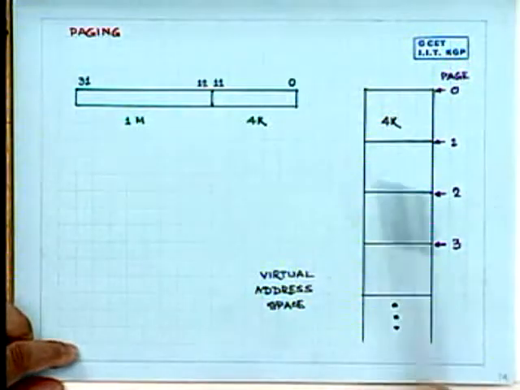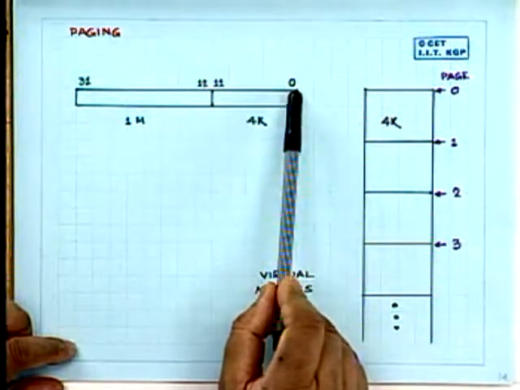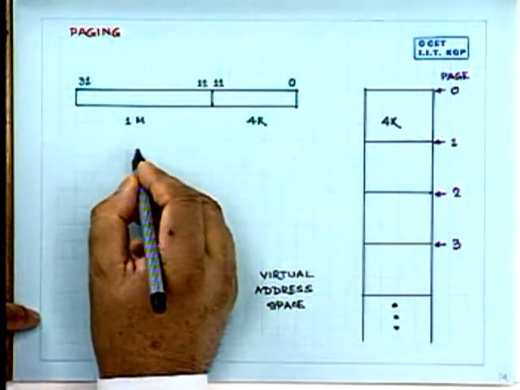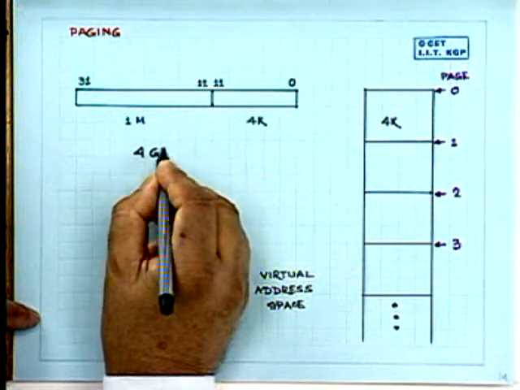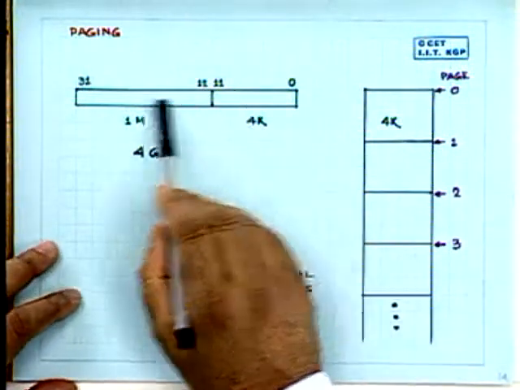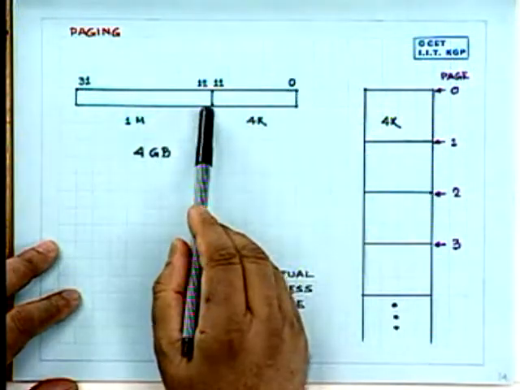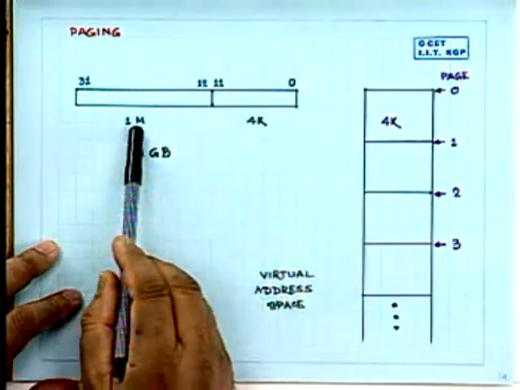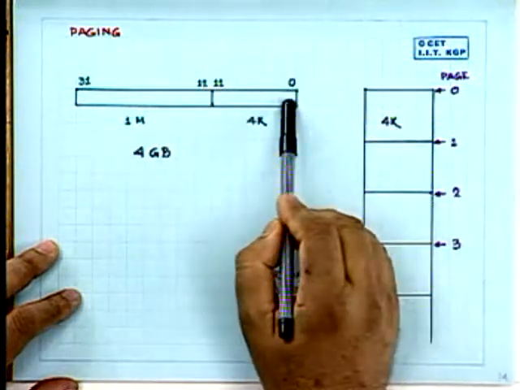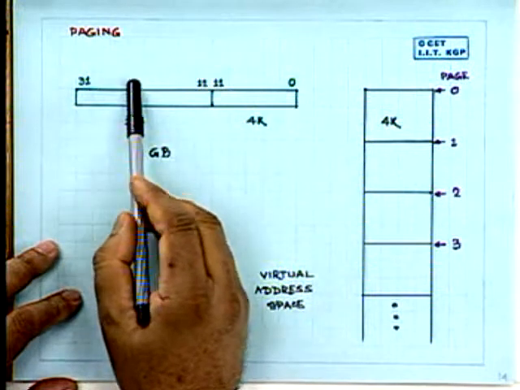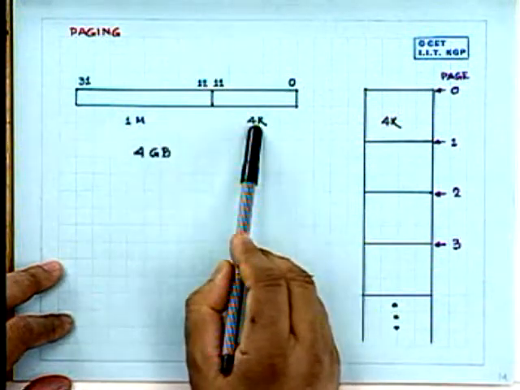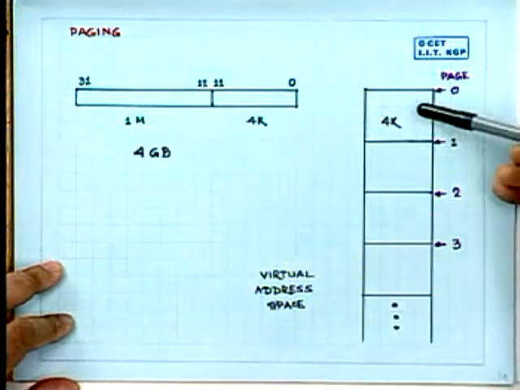See here, we have taken a system in which the total virtual address consists of 32 bits, which means it can go up to 4 GB. Here I have shown a division of the entire virtual address in terms of page and displacement. Say we have taken bits 0 to 11, the 12 bits, as the displacement within the page, and bits 12 to 31, 20 bits, for the page number, which means that we can have 1 mega pages, each page consisting of 4 kilobytes. I have shown it here.